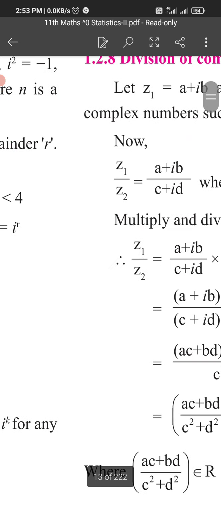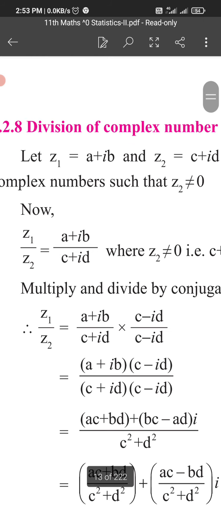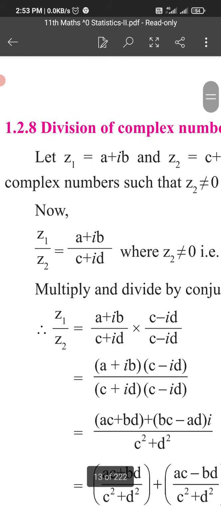Another example, that is division of complex numbers. Let z1 is equal to a plus ib and z2 is equal to c plus id, such that z2 is not equal to 0. Now z1 upon z2, that is a plus ib upon c plus id, where z2 is not equal to 0. Multiply and divide by the complex conjugate of the denominator, that is c plus id, multiplied by c minus id upon c minus id.